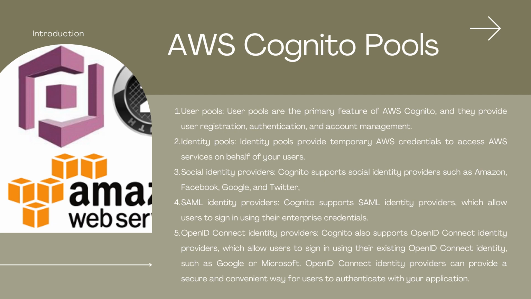Cognito supports SAML identity providers, which allows users to sign in using their enterprise credentials. SAML identity providers can be useful if your application needs to integrate with an existing enterprise authentication system. The fifth one would be OpenID. Cognito also supports OpenID Connect identity providers, which allows users to sign in with an existing OpenID account, such as Google or Microsoft's. OpenID Connect identity providers can provide a secure and convenient way for users to authenticate to your application.